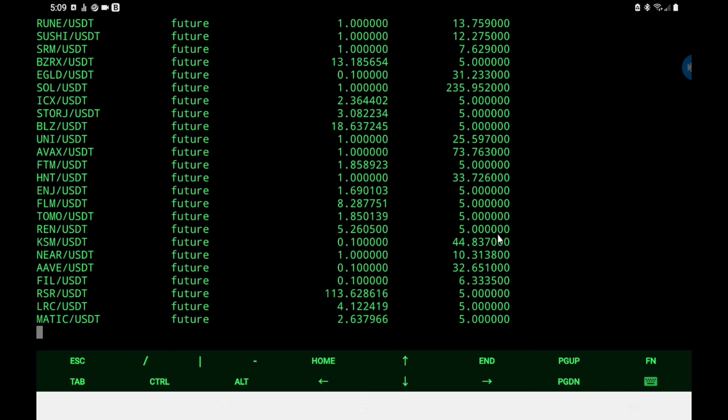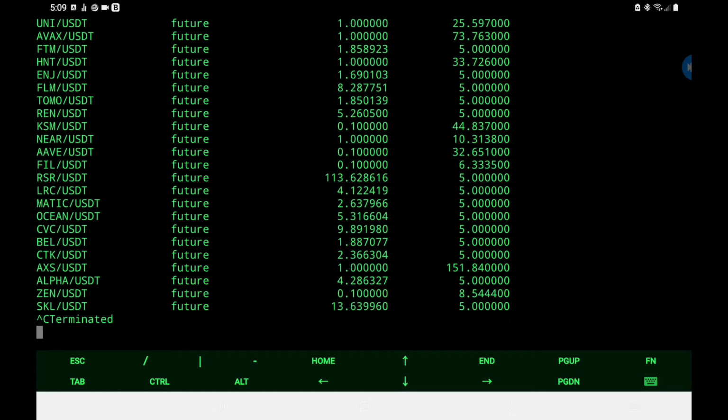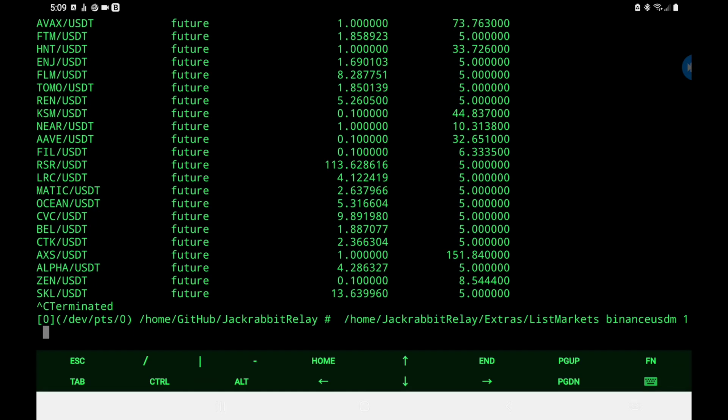And that leads us to the second command. So let's get out of this. The second command actually analyzes an individual asset. Again, you have your exchange name, you have your Jackrabbit account's name, or none if you want to use the public rate limit, and then the asset you want to specifically examine.